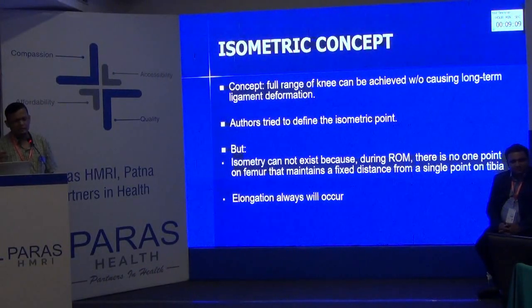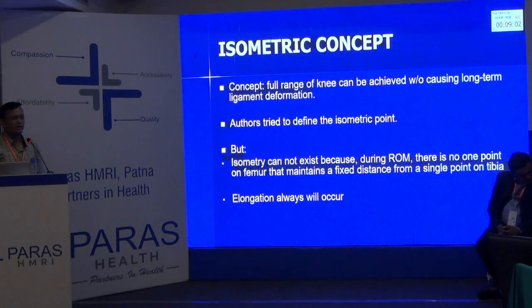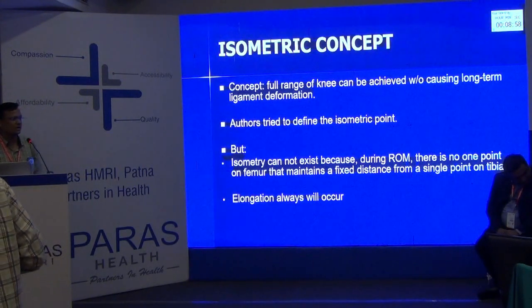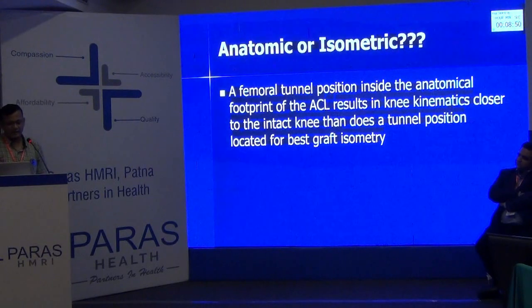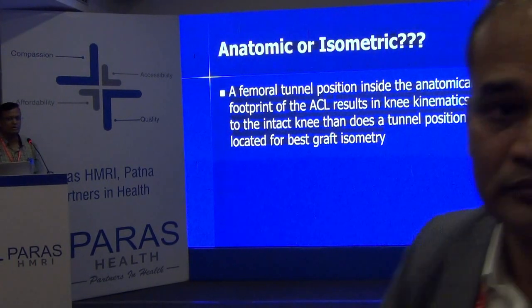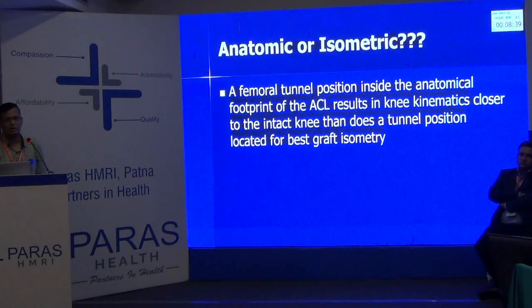I think the major problem with ACL reconstruction is we want to do an isometric ACL reconstruction, where we don't want our grafts to get stretched. But with biomechanical studies, we know that there is no isometric point for the ACL. So this concept is very difficult to reproduce, and that's why what you want to do is more anatomic, where you want to see the ACL footprint on the femur. You want to see the ACL footprint on the tibia, and you can drill 2 tunnels on that.